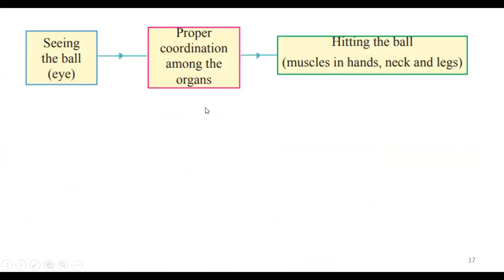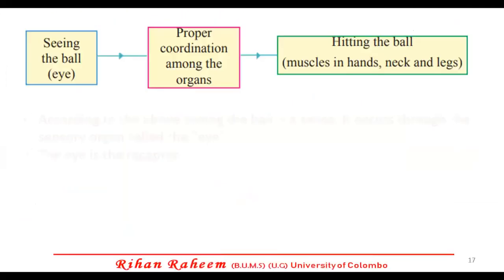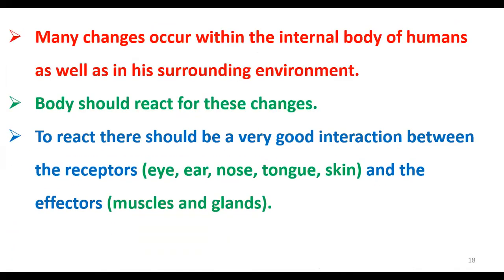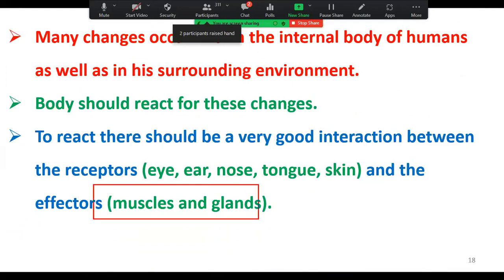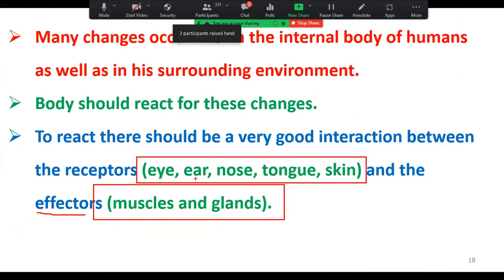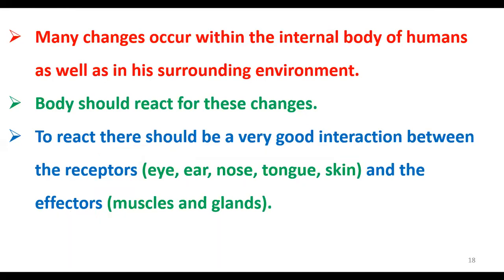Here. Can you see this? The muscles and the glands are the effectors. The eye, ear, nose, tongue and skin are the receptors. They receive the message and the effectors show the reaction. Very, very important.